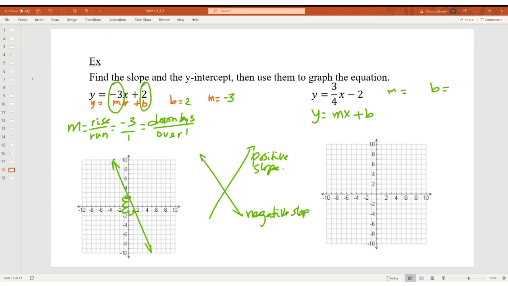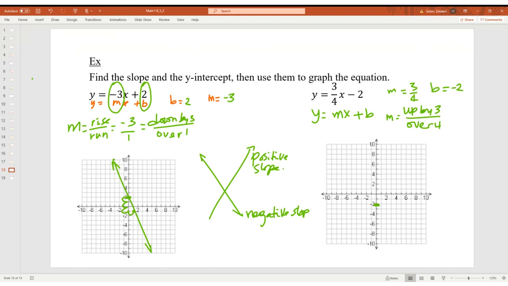3/4, excellent. And what is b? So m is 3/4, the number in front of x, and b is -2. Yeah. So m is rise over run. So rise means up by 3 and over 4. So you have -2 for b. You start from -2. Once you find b, that's the first point.